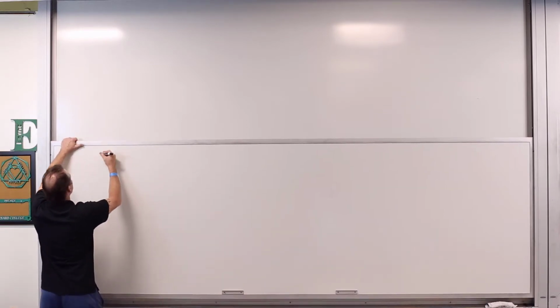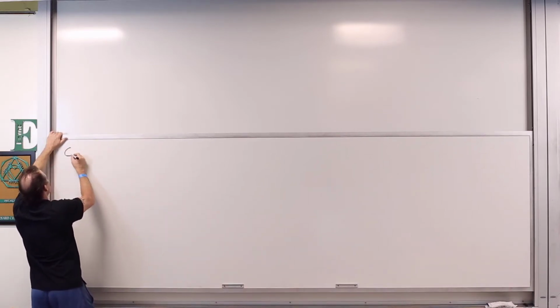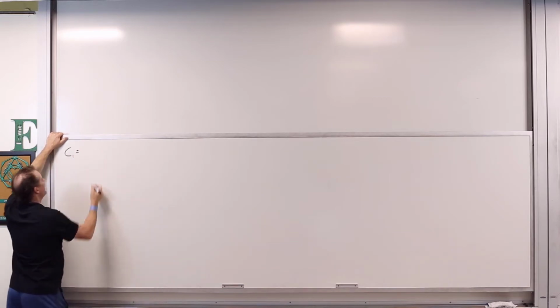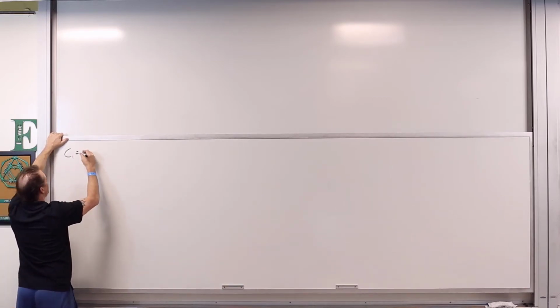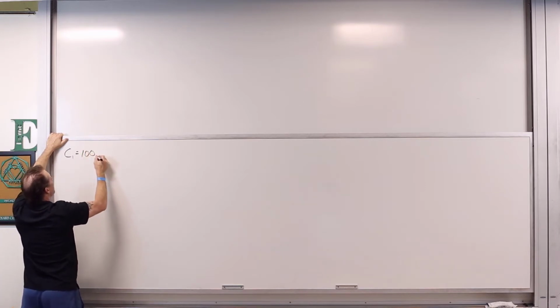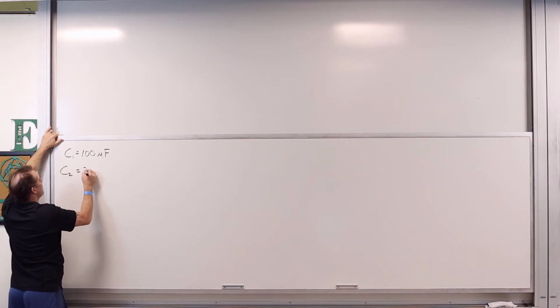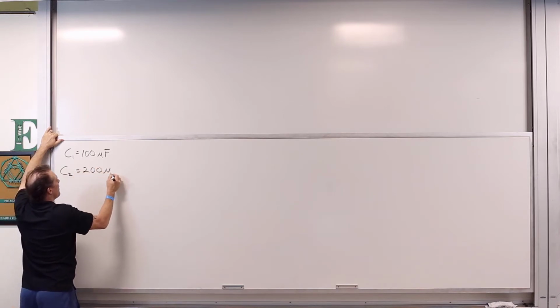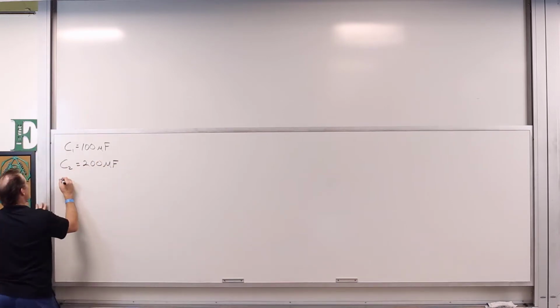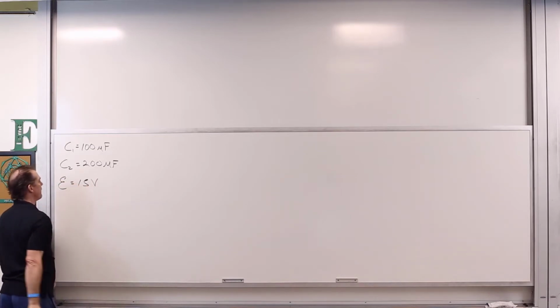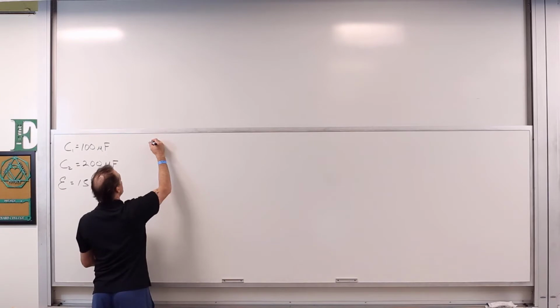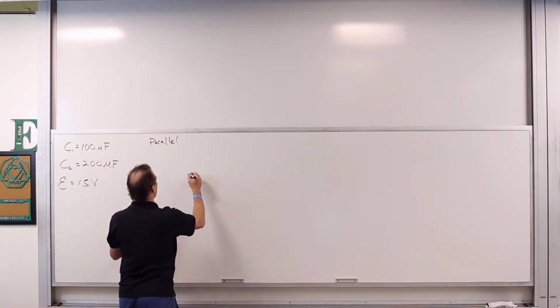All right, so we're going to take C1 is equal to, let's make it 100 microfarads. Take a C2 and say that it's 200 microfarads. We're going to take a source potential here and say that it's 15 volts. And then first, we'll look at a parallel configuration.